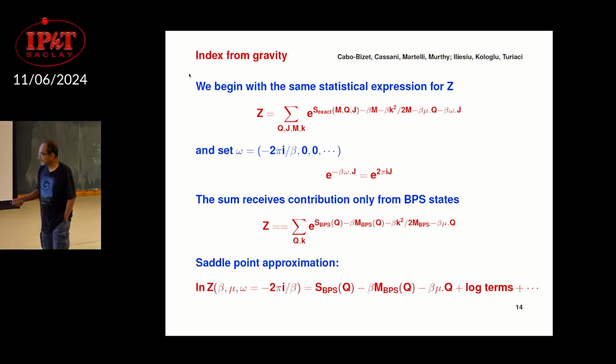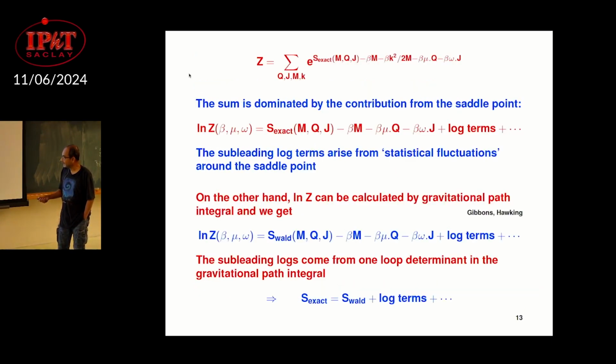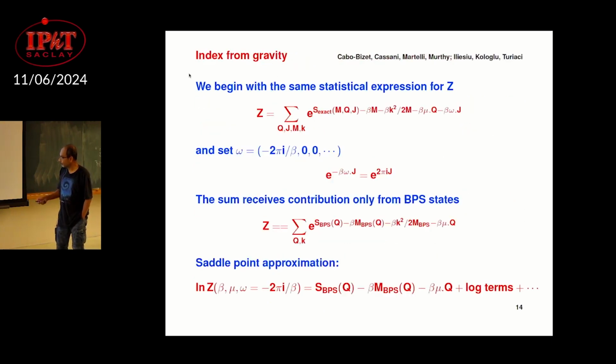Okay, so this is what we got. Essentially, this differs from the previous formula that I showed in the last slide, this formula over here. In that, we have just set beta omega equal to minus 2 pi i for one of the components, and then instead of getting the log of the degeneracy, you are now getting the log of the index. That's what this formula is.